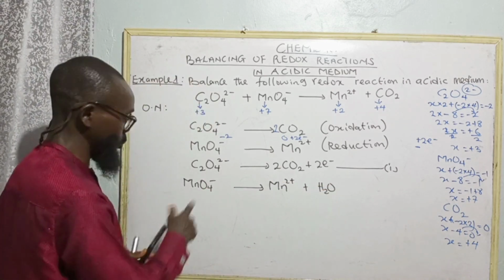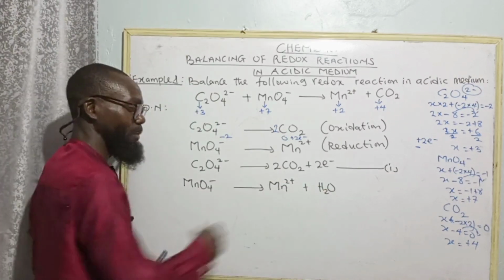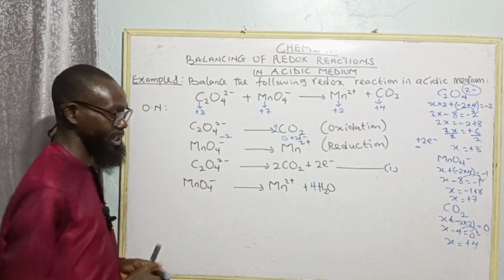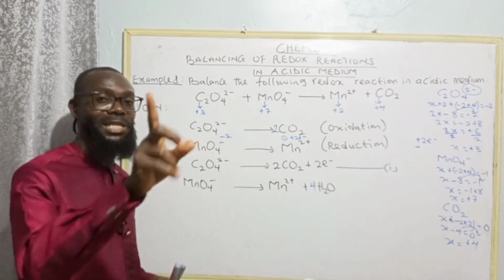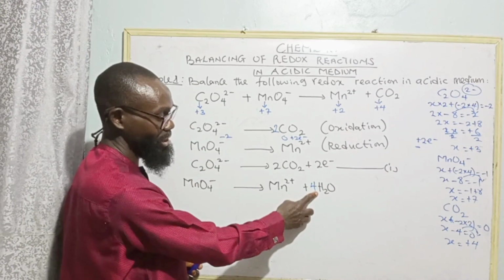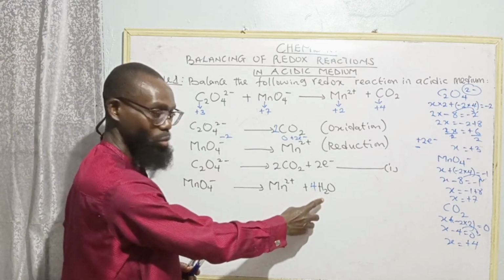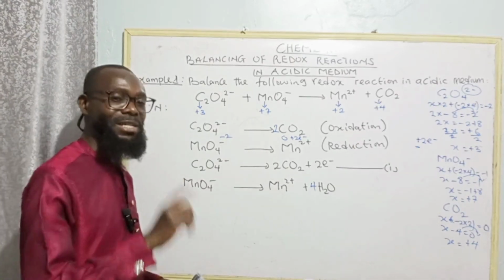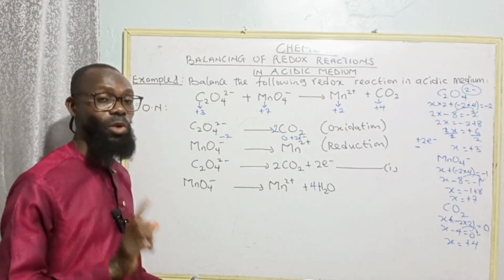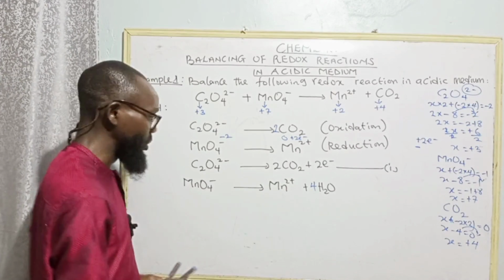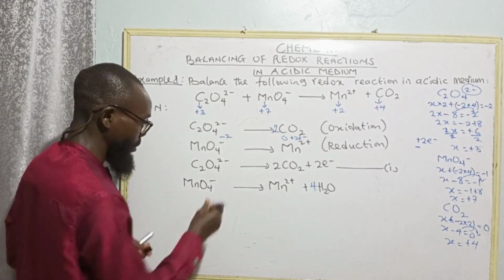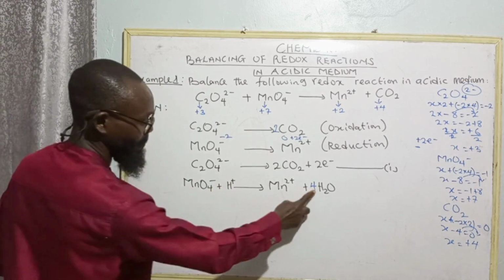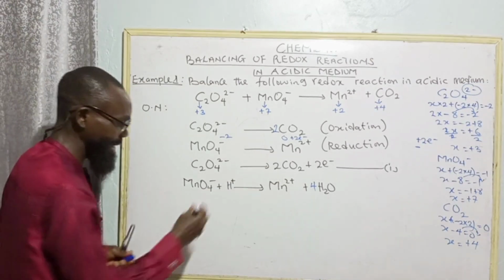Now, how many oxygens do we have here? We have 4 and we have 1 here. To make this oxygen 4, I have to add 4 here. Now my oxygen has become 4, but something has changed. What is that? The number of hydrogen here. We have hydrogen here, 4 times 2, 8, and there is no hydrogen here. So we are going to add H plus to the side that is deficient of hydrogen or that has no hydrogen. So I'm going to add H plus here. Now how many H plus am I going to add? 4 times 2, I have 8. So I'm going to add 8 here.